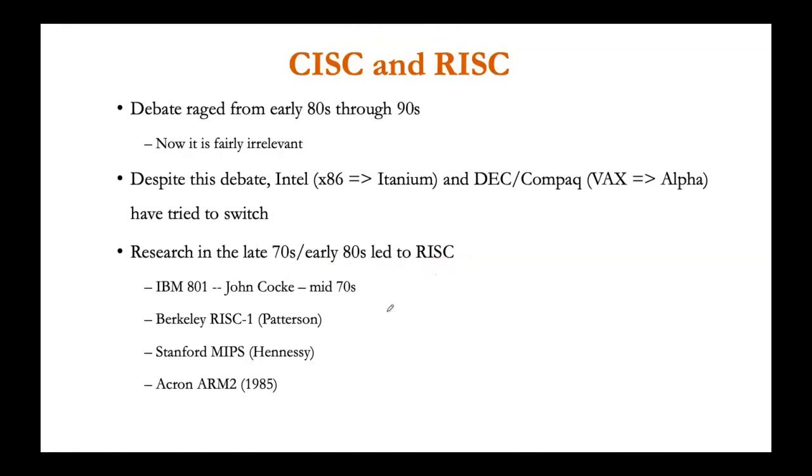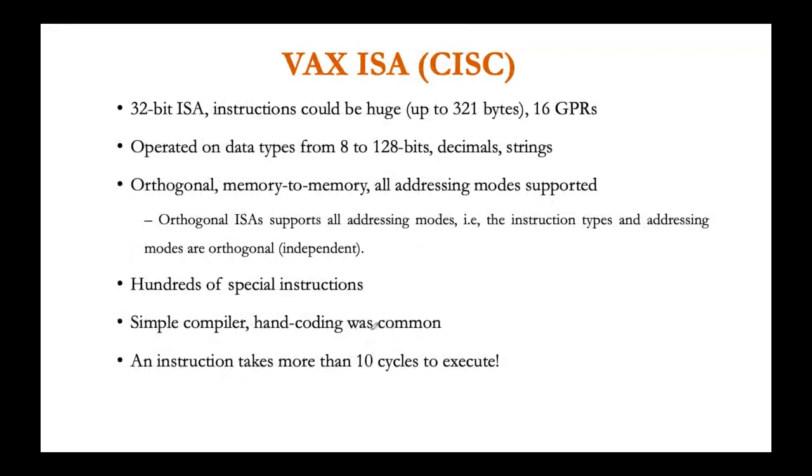There was a lot of research done by authors John Cocke and Patterson, Hennessy. John Cocke did research on IBM architectures in the mid 70s. Then Patterson did the research on Berkeley RISC-1. Then Hennessy did the research on MIPS, and in 1985 the ARM2 came into the picture.